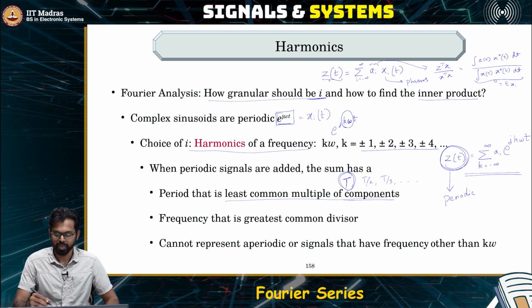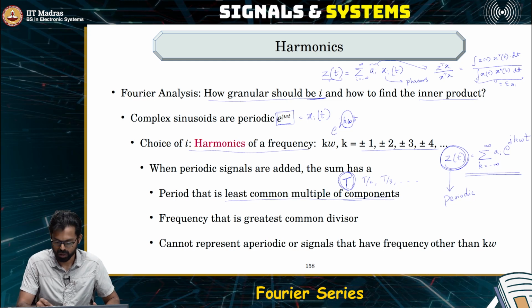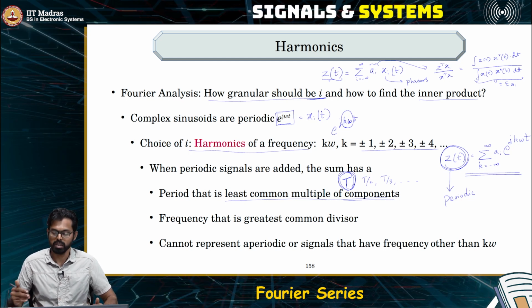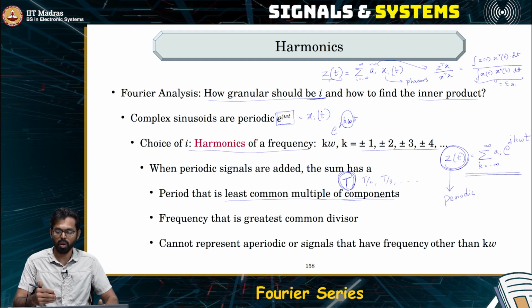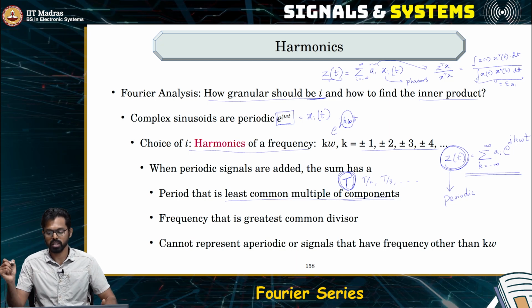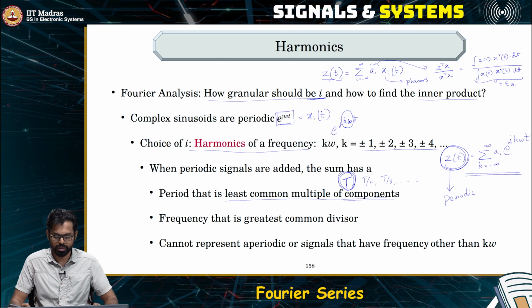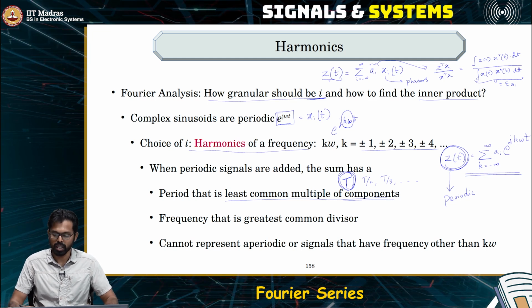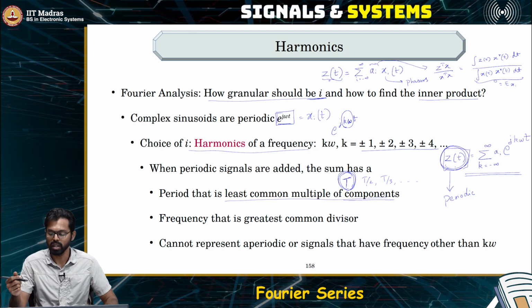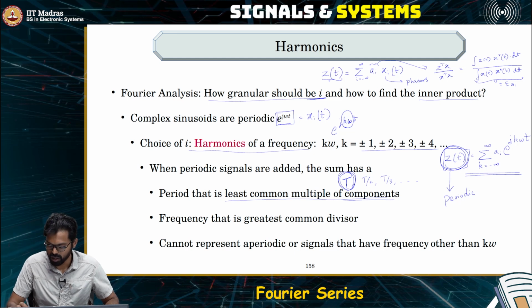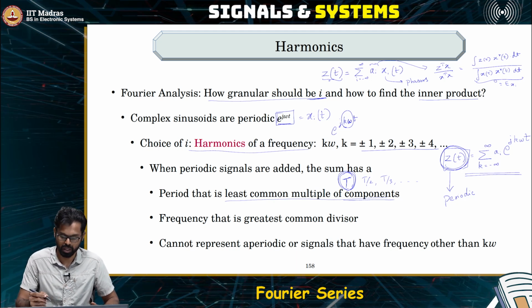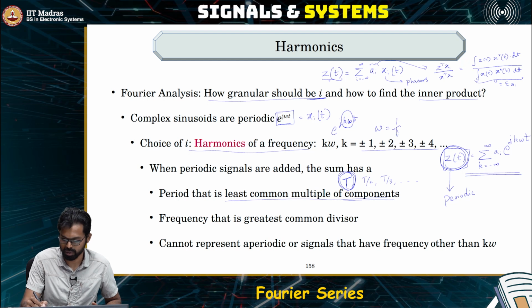So in other words, we can represent only signals whose periods are T, T/2, T/3, T/4 and so on, which means we can represent frequencies only of the form omega, 2 omega, 3 omega and so on. So the restriction that is introduced by this choice of eigenfunctions is that the signal z(t) has to be periodic. Not only that, it should have a frequency which is an integral multiple of the fundamental frequency, the harmonics. So this omega is the fundamental frequency.